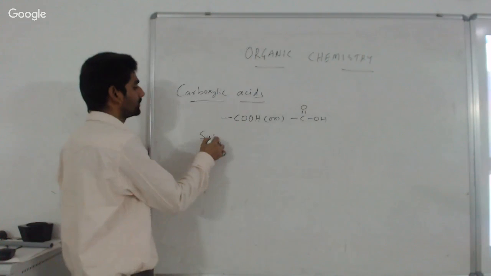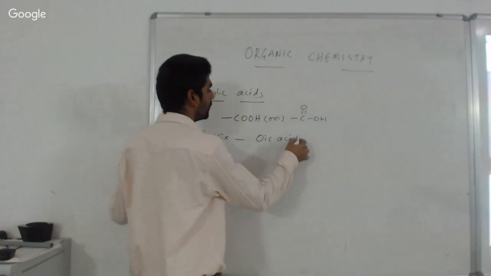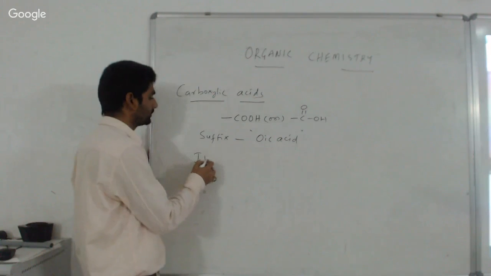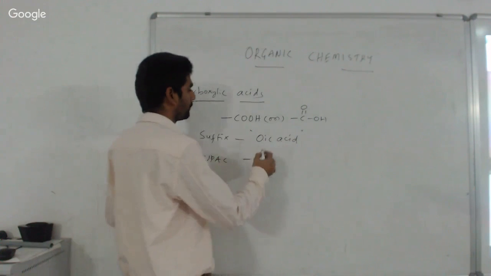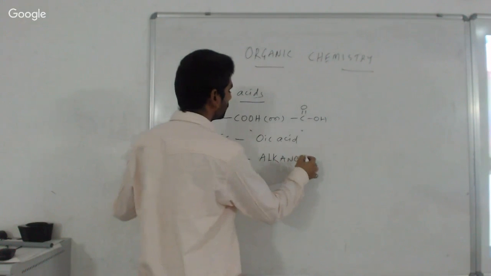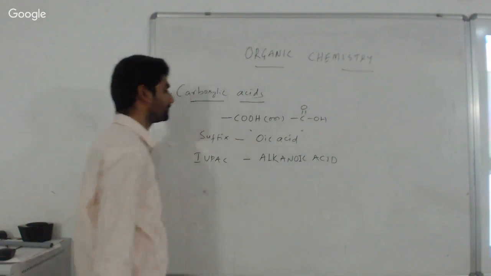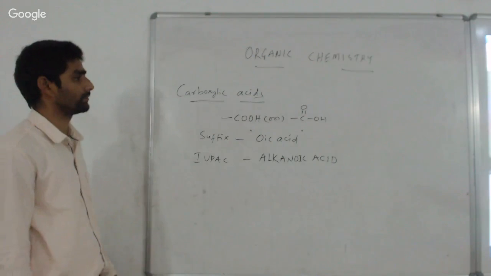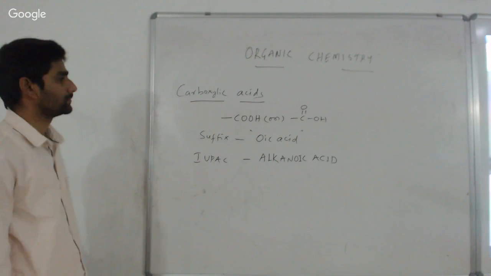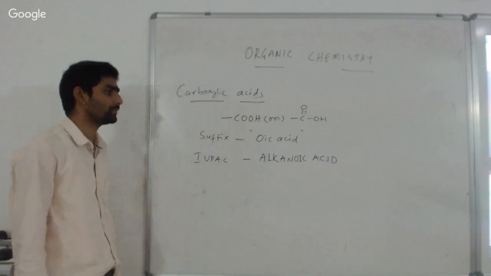The suffix for this is oic acid. Oic acid is the suffix of carboxylic acid. The IUPAC name is alkanoic acid. So the functional group is COOH, the suffix is oic acid, and the IUPAC name is alkanoic acid.